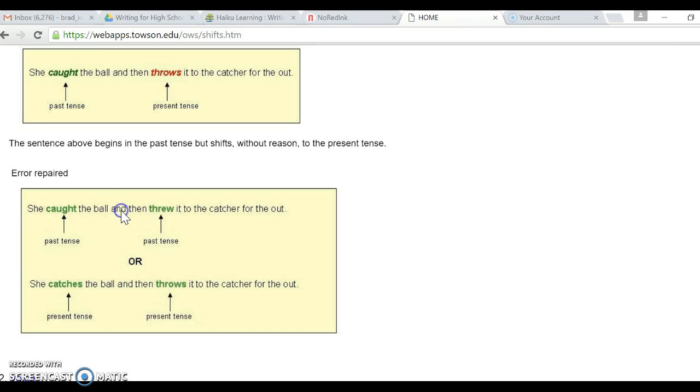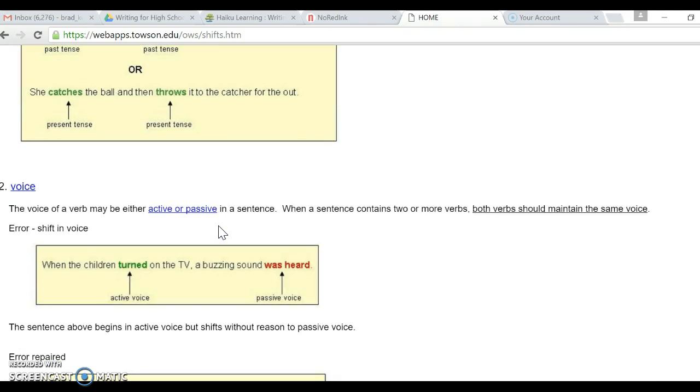And it seems like this kind of mistake happens when you write a complex sentence, and we'll talk about this later, where you have an independent clause, "she caught the ball," and then you have "then threw it to the catcher for the out," a dependent clause. So when you have these conjunctions and your sentences get longer, this is when the tense shift begins to happen.